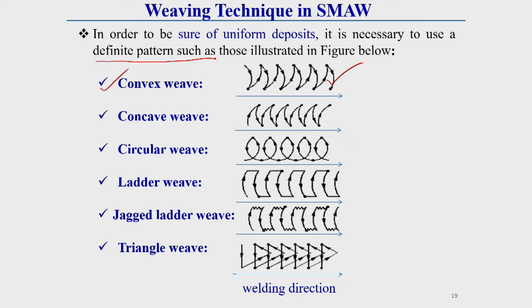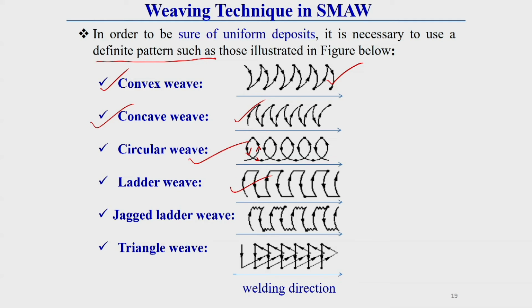This is called convex weaving. This can also be concave weaving, which is generally the opposite of the convex weaving operation. This can be a circular type. You see how the arrow is continuously moving and how the circular shape is formed. So this is called circular wave. Then another can be the ladder wave, and how this ladder wave is done.